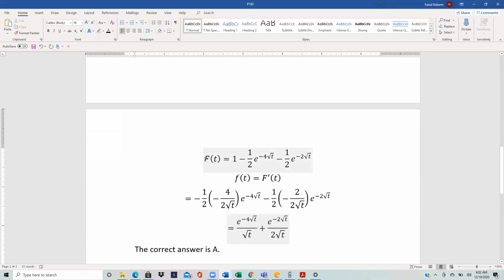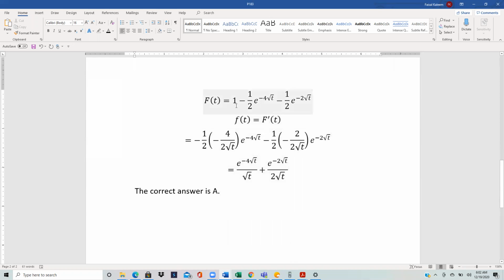And then we just rewrite this term and this term after distributing the half. And this was the big F. And now the little f is the derivative of the big F. And the derivative of 1 is 0. Here, negative half is a multiplied constant. And then the derivative of e^(-4 square root t) will be e^(-4 square root t) times the derivative of negative 4 square root t. And the derivative of negative 4 square root t will be negative 4 over 2 square root t.